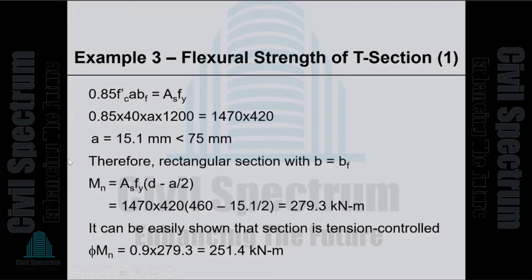Then the nominal moment strength is A sub s f sub y, the tensile steel force, times the lever arm. Tensile steel force is 1470 square millimeters times 420 MPa multiplied by d, which is 460, given in the problem statement, minus the calculated value of a, 15.1 millimeters, divided by 2. That comes to 279.3 kilonewton meters. It can be easily shown that the section is tension controlled, which makes the design moment strength 90% of the 279.3, and that's 251.4 kilonewton meters.